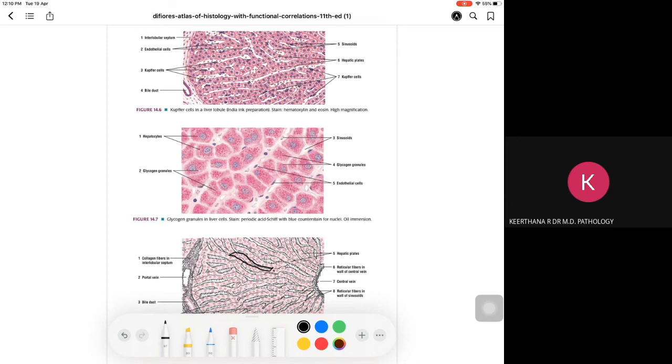When you see more hepatocytes, then that is disease, pathology. It can be hyperplasia, it can be adenoma, it can be hepatocellular carcinoma. Normal is 1 to 2 cells thick. When it is more than 2 cells thick, that is abnormal.